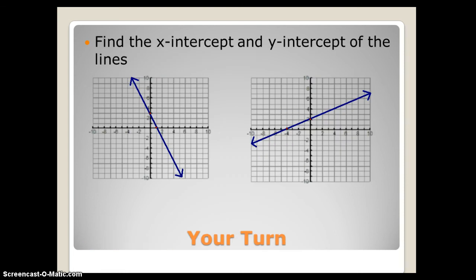Find the x-intercept and the y-intercept of the lines. Pause the video. The red dots are there to help you find the intercepts. For the first one, you'll notice the x-intercept is at (1, 0). The y-intercept is at (0, 3). On the second graph, the x-intercept is at (-4, 0), and the y-intercept is at (0, 2).